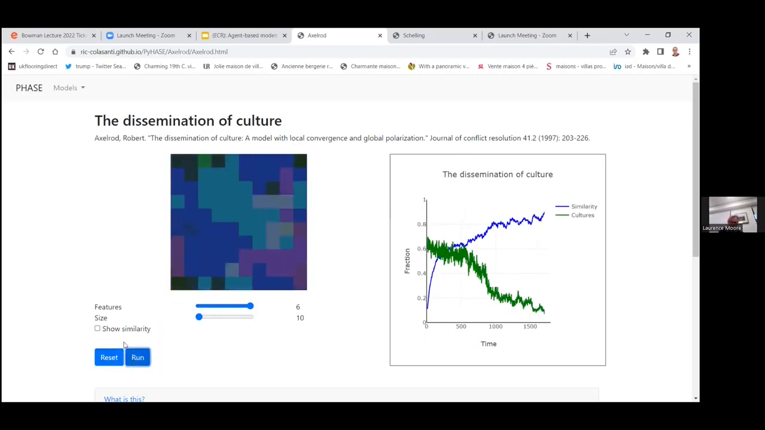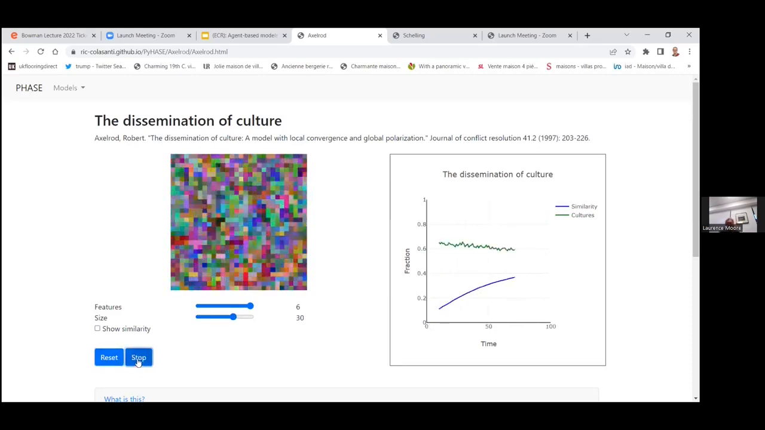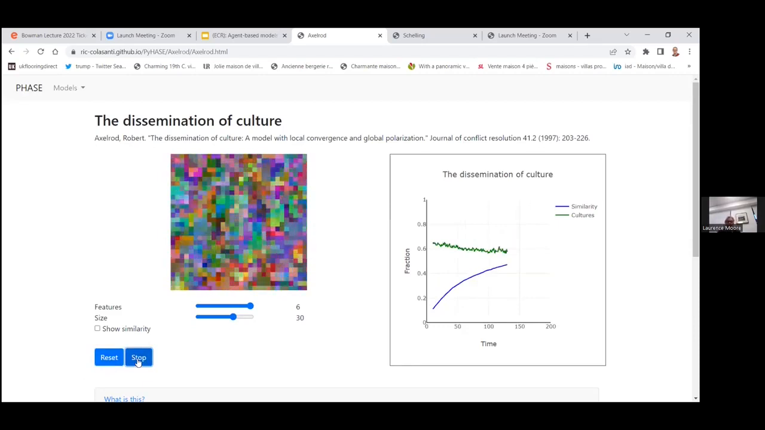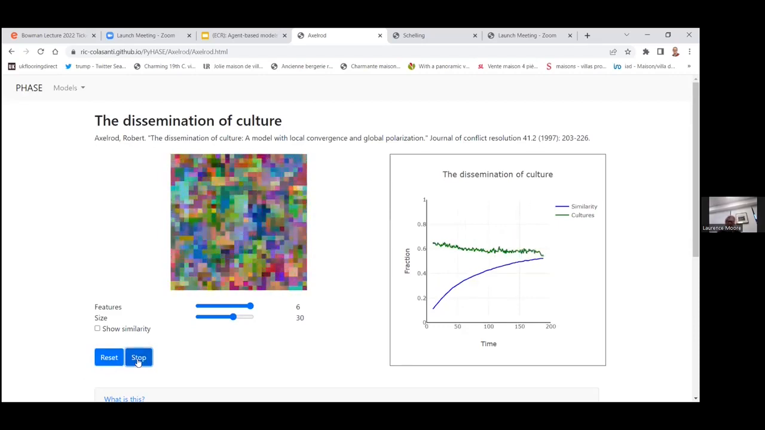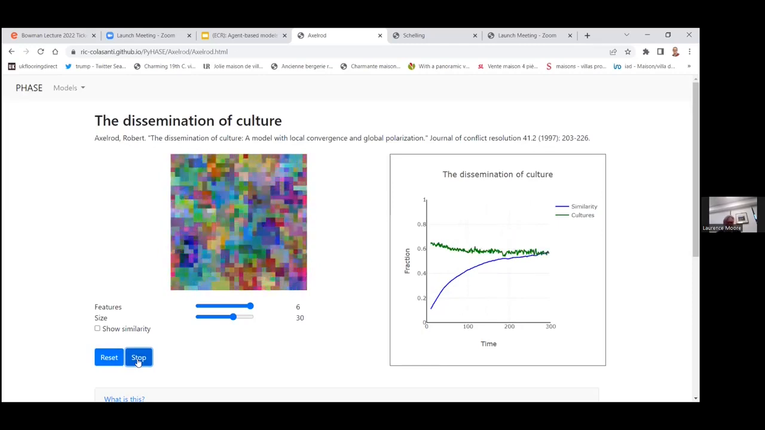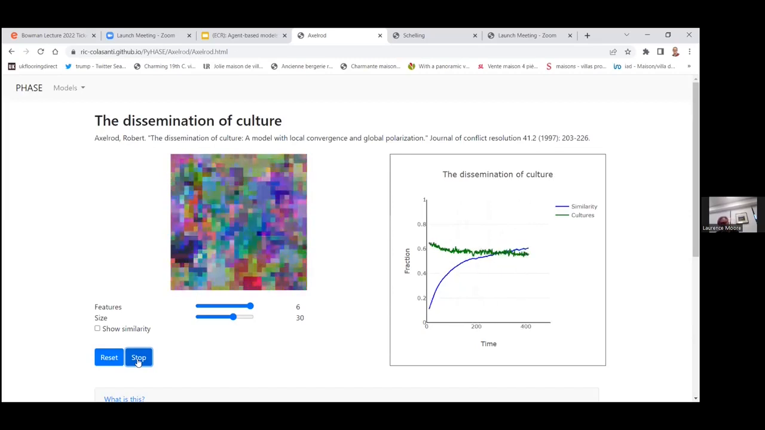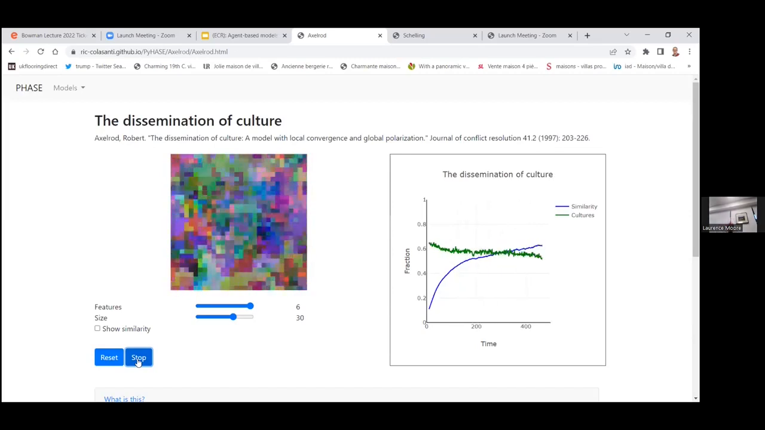Okay, so let's look at different. Let's look at a much bigger environment. Let's look at a 30 by 30 environment. So let's reset that again. And here the lines are smoother because I've got more individuals in there. So we're doing more numbers, but it's behaving slightly differently. It's becoming more asymptotic. It's like slowing down over time. You don't see that sudden drop off.